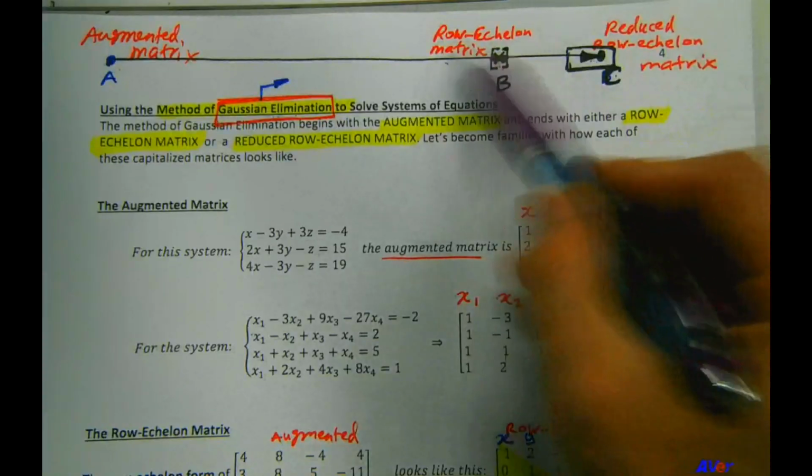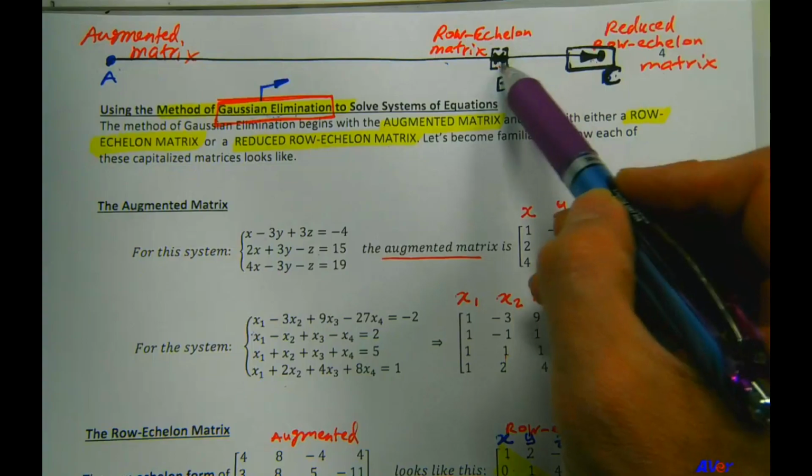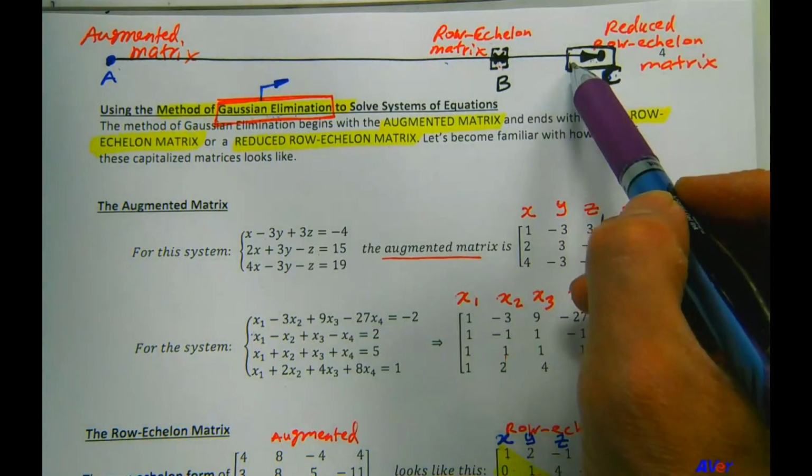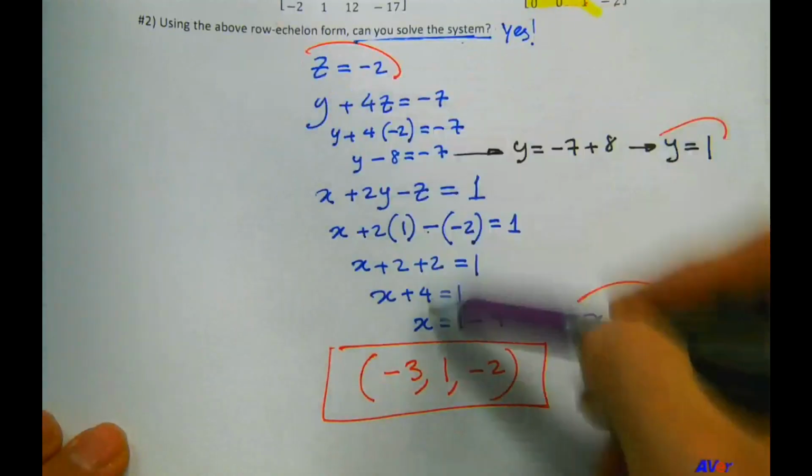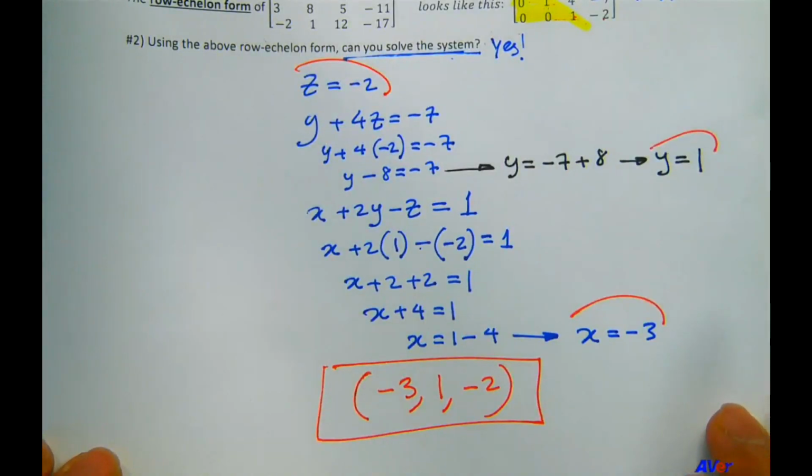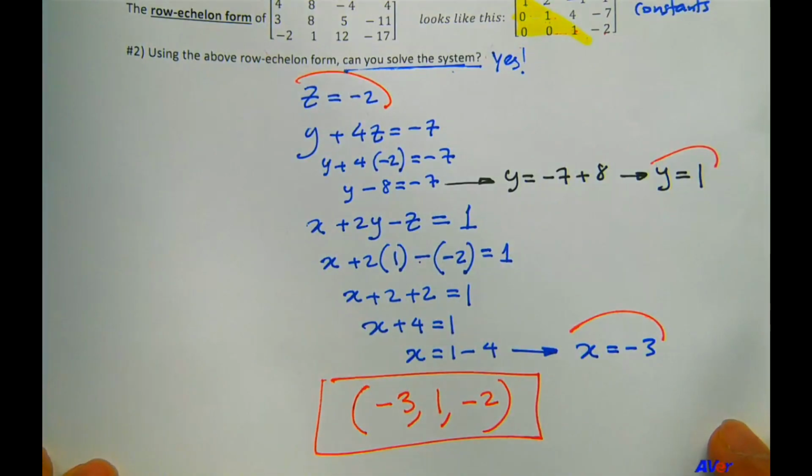So that's what I meant when I said if you use the row echelon matrix here, if you get off the bus here, you do a little bit of walking to get to C. That's the little bit of walking that we did. Okay? Does it make sense now?